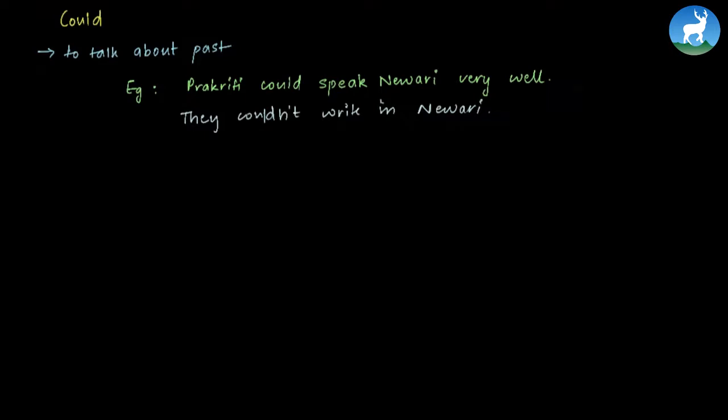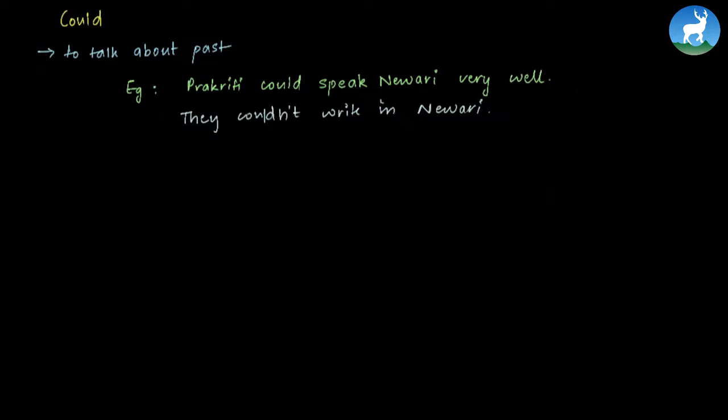Now the second example shows inability. They couldn't write in Newari. So people couldn't write in Newari in the past, but they're taking trainings and learning from their guardians, their parents, and also from their teachers, so they can write in Newari now. But we are using could because we are talking about the past. So they couldn't write in Newari before, but maybe they can now. Could is used to talk about the past, and couldn't is used to talk about inability in the past.